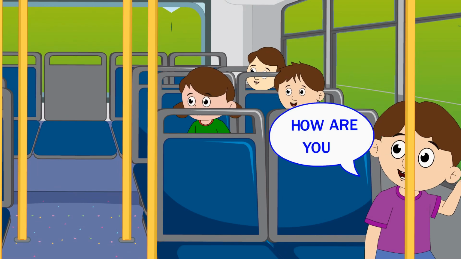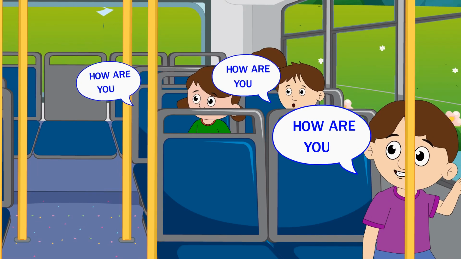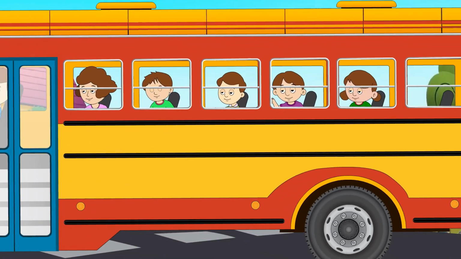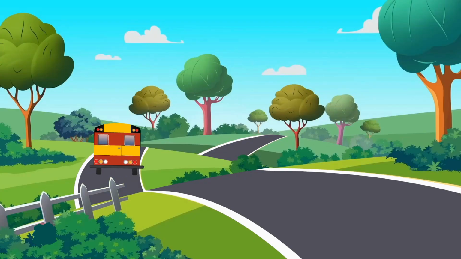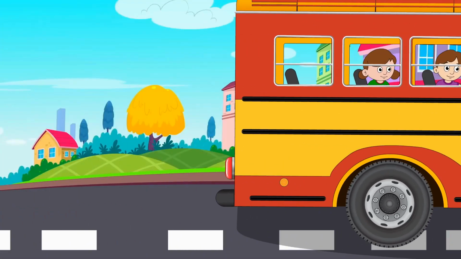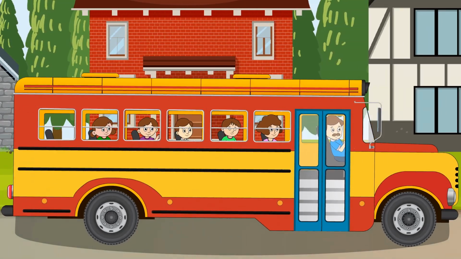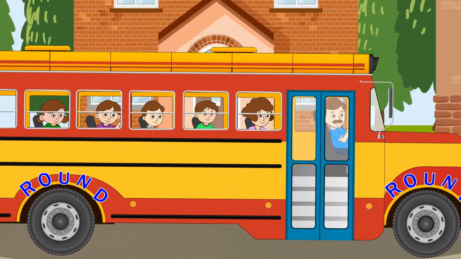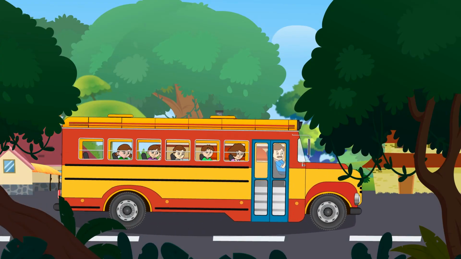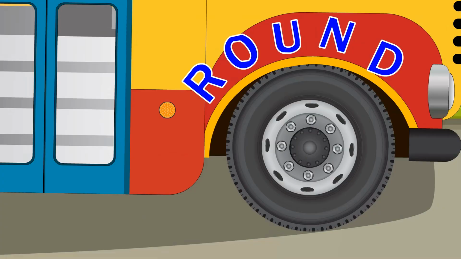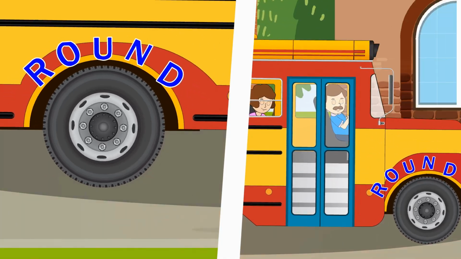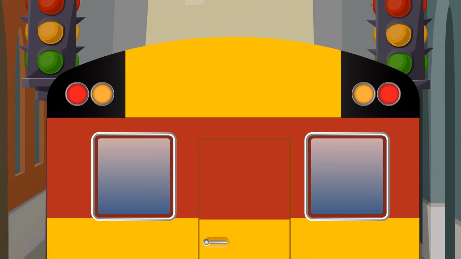Friends on the bus say, how are you? How are you? How are you? Friends on the bus say, how are you? All through the town. The wheels on the bus go round and round, round and round, round and round. The wheels on the bus go round and round all through the town.